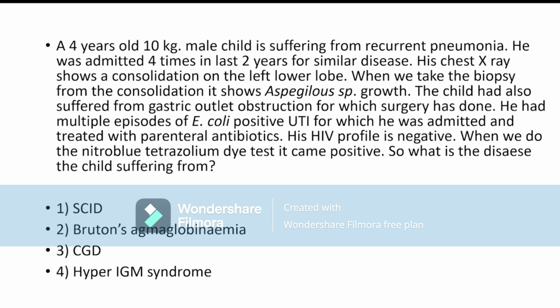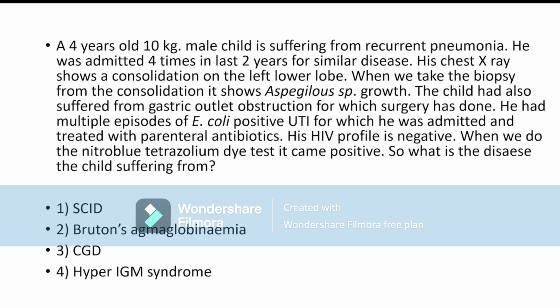He was admitted 4 times in the last 2 years for similar episodes. His chest X-ray shows consolidation in the left lower lobe. When we take a biopsy from the consolidation, it shows Aspergillus growth. The child had also suffered from gastric outlet obstruction, for which surgery was done. He had multiple episodes of E. coli positive UTI, for which he was admitted and treated with parenteral antibiotics.